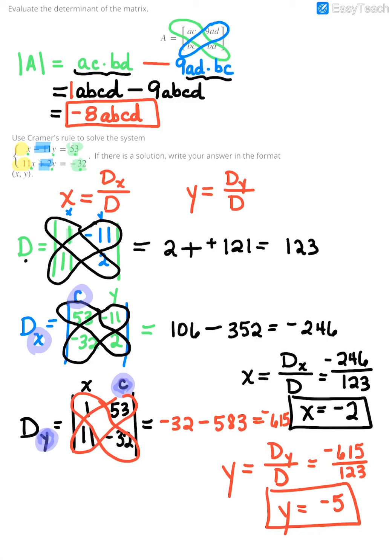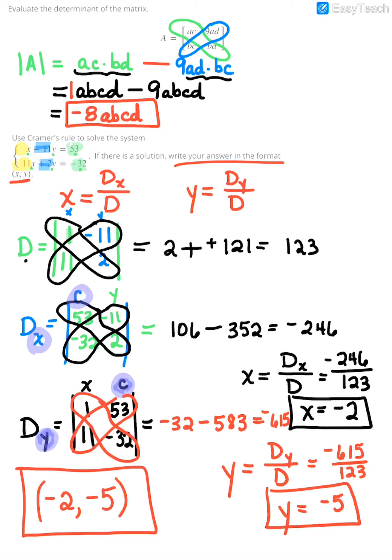And they're telling us to write your answer in the format of an ordered pair. So x always comes first. My x was negative 2. My y value is negative 5. And that would be the solution to that particular system.